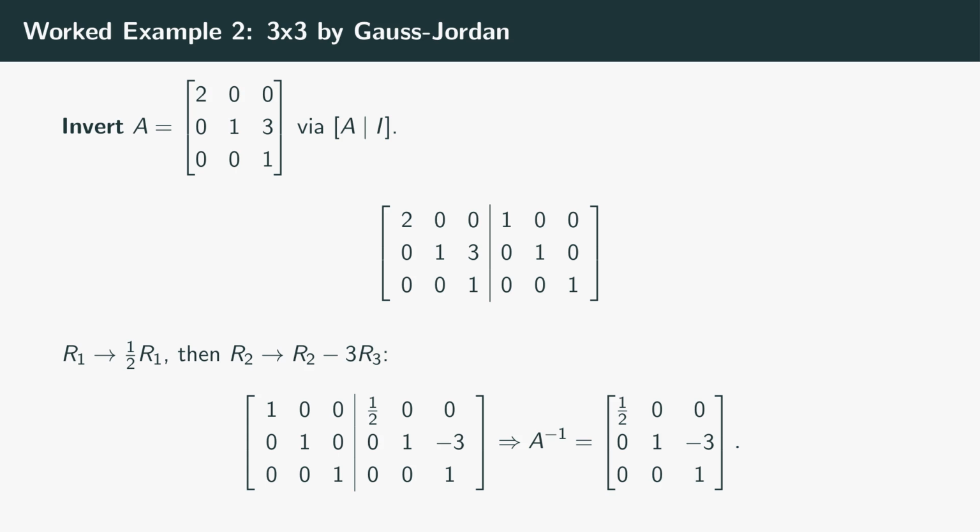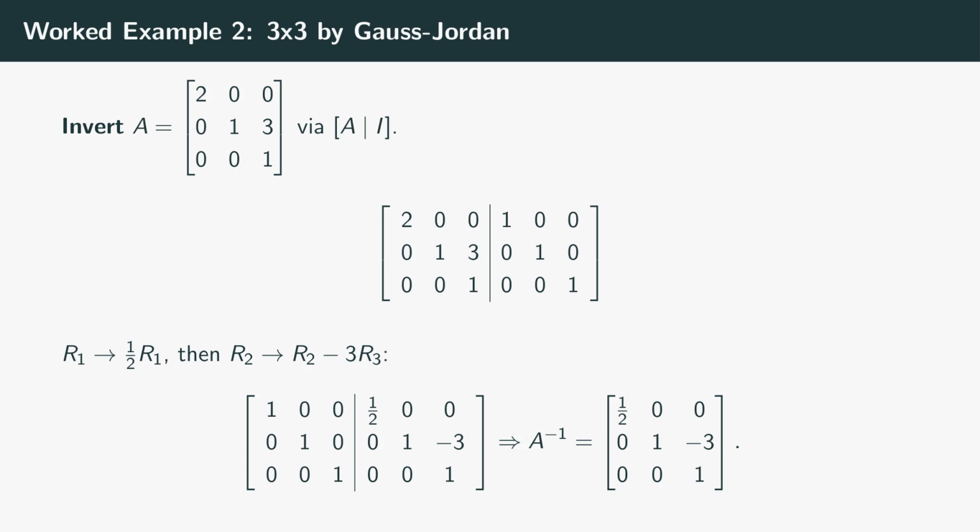The first row has a leading 2, so scale that row by 1/2. On the right, its leading one becomes 1/2. The second row has a stray 3 in the third column, so subtract 3 times the third row from it. On the right, that puts a -3 in the second row. The third row is already clean. The left block is now the identity, so we read the inverse off the right. First row 1/2, 0, 0, second row 0, 1, -3, third row 0, 0, 1.